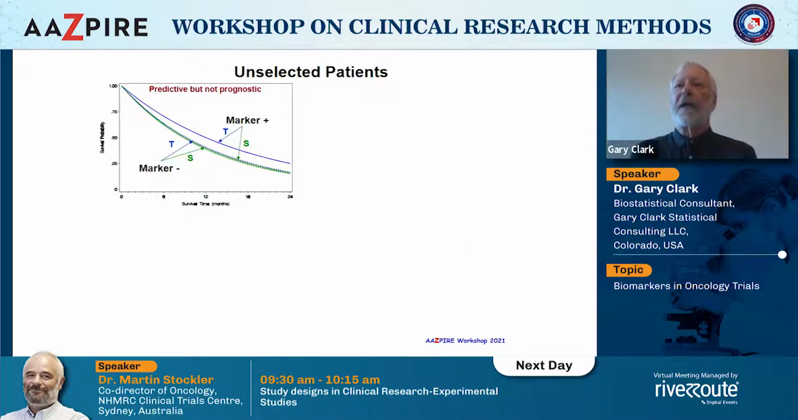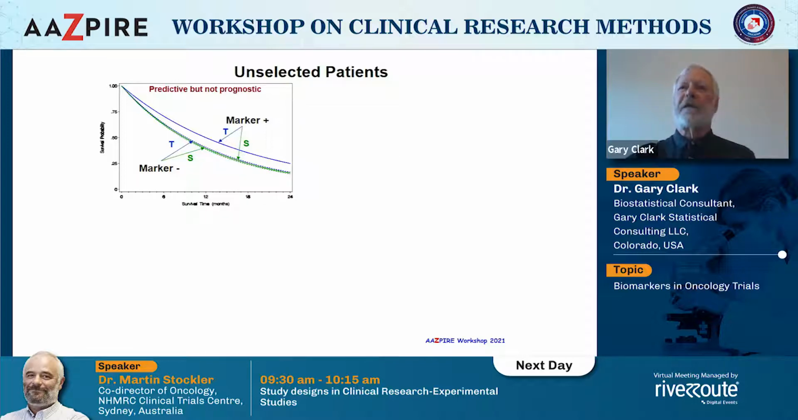So again, we have unselected patients. We haven't worried about what their marker status is. We treat them all with either a targeted therapy or a standard therapy. So that imprinted image that I told you to remember for the marker positive patients is in the upper part of the graph. Here's the standard therapy. Here's the targeted therapy. There was a marked benefit in the marker positive patients. In this particular example, in the marker negative patients, the chemist was right. There was no benefit from adding the targeted therapy to standard therapy if they were marker negative.